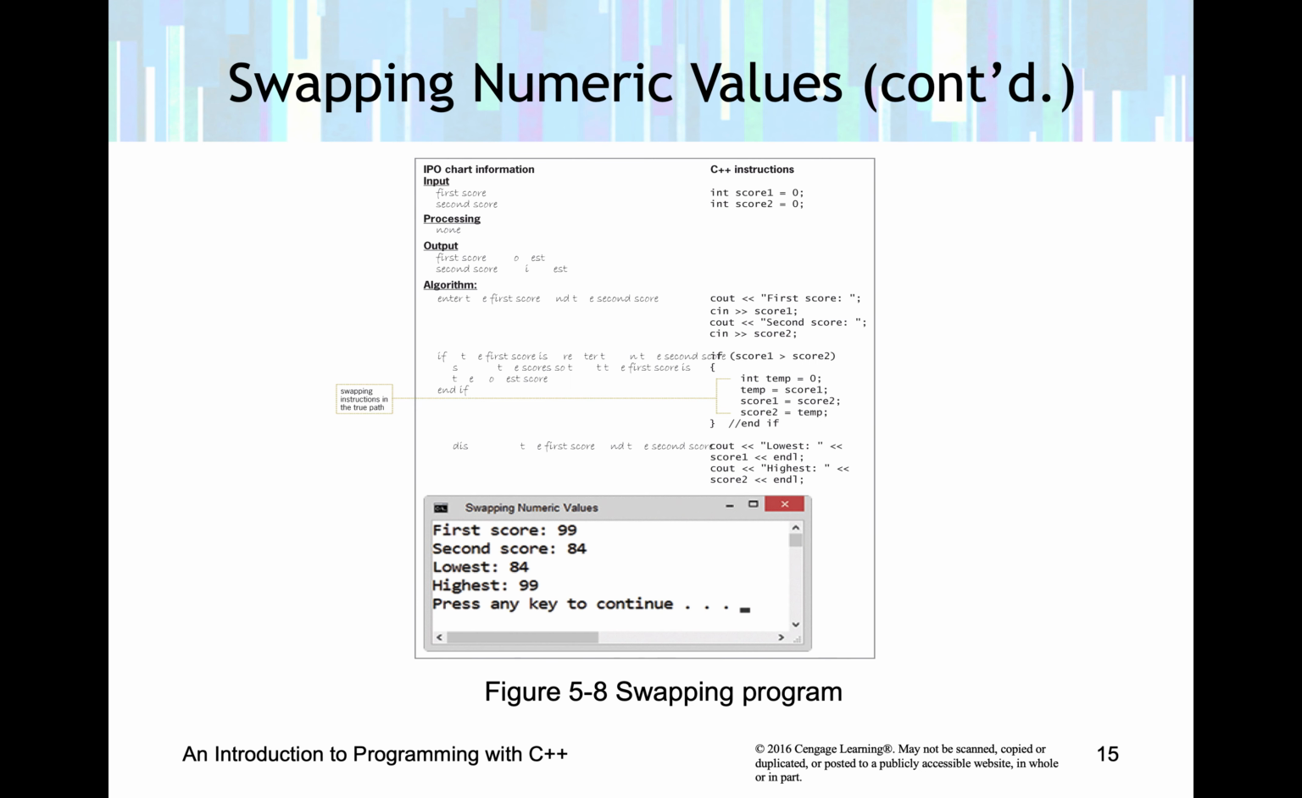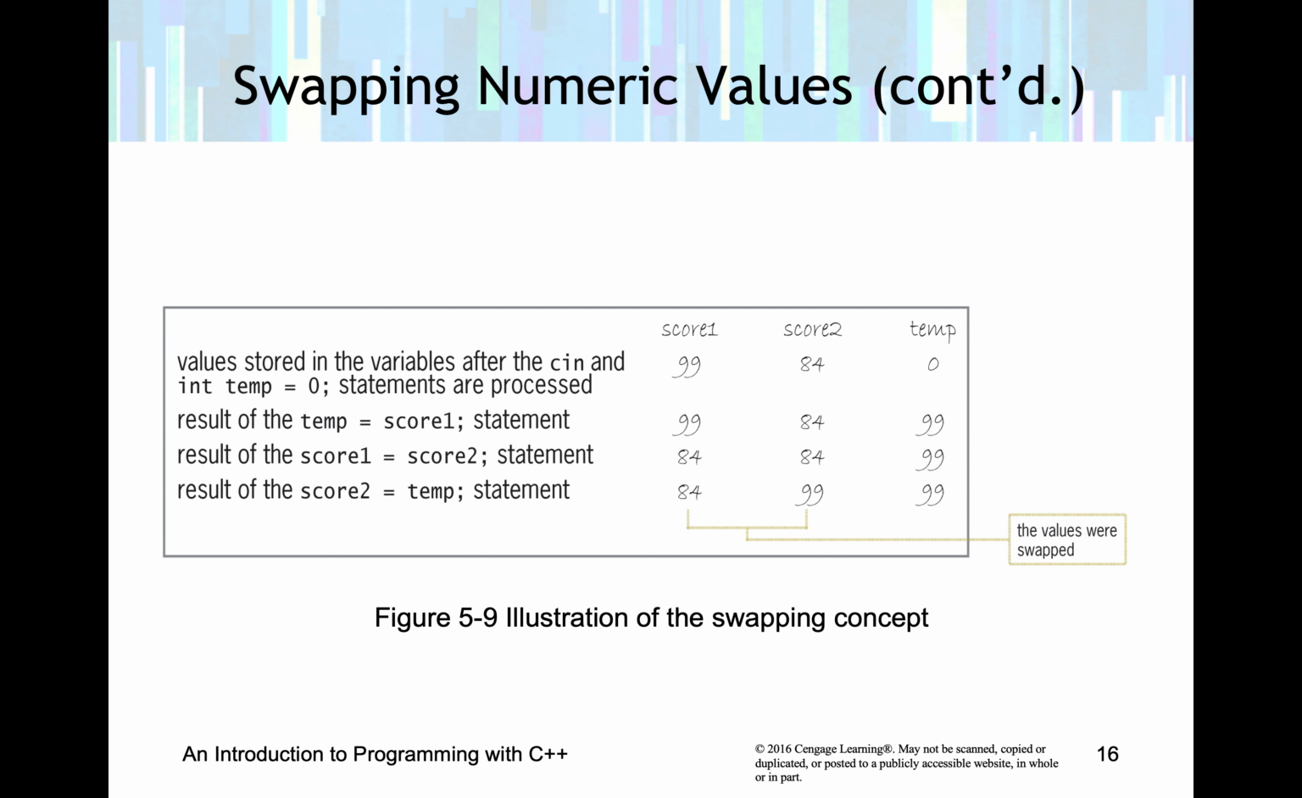This is the code, but before I show you the code, I want to show you this first. Let's say we've got two scores, 99 and 84, and I want to swap these. I want to put the 84 here, and I want to put the 99 here. Well, I can't just assign score 2 to score 1, because if I do that, the 99 goes away. I'll have two 84s, and my 99's gone forever. So I have to create a temporary variable, set it to 0, and move my 99 to that temporary variable. I'm going to keep it safe there.